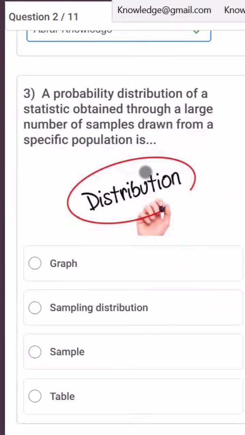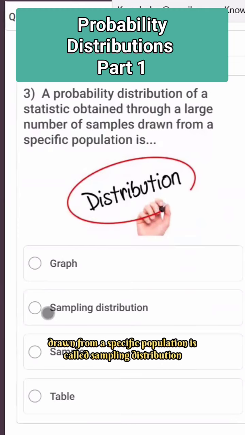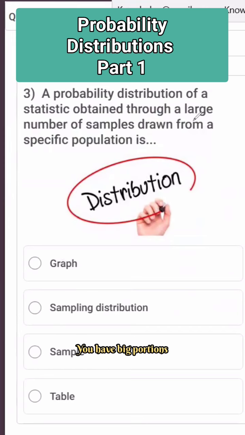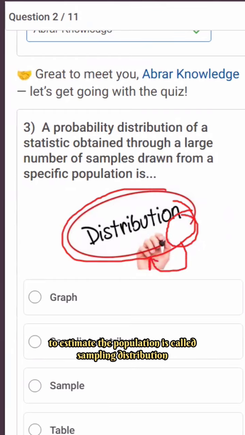The probability distribution of a statistic obtained through a large number of samples drawn from a specific population is called sampling distribution. You have a big portion. Let's say this is your population, and then you're taking this small portion to estimate the population. This is called sampling distribution.